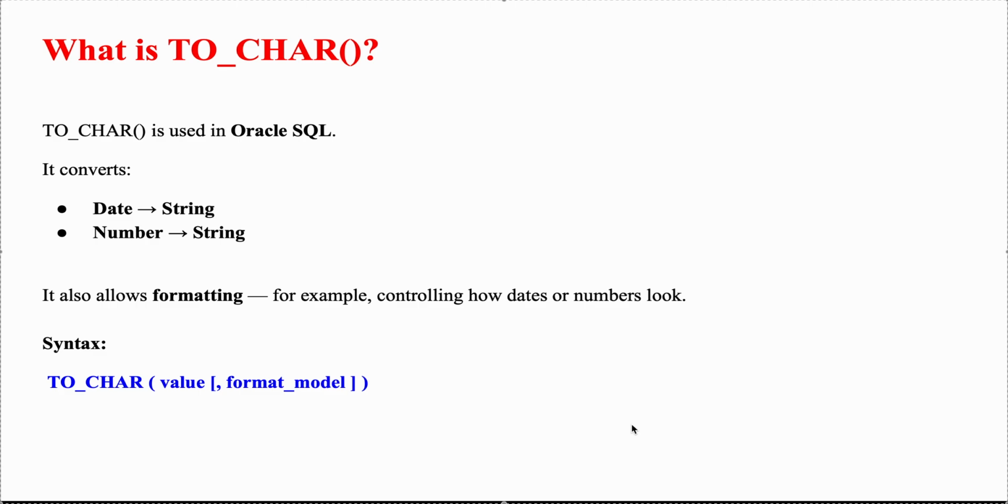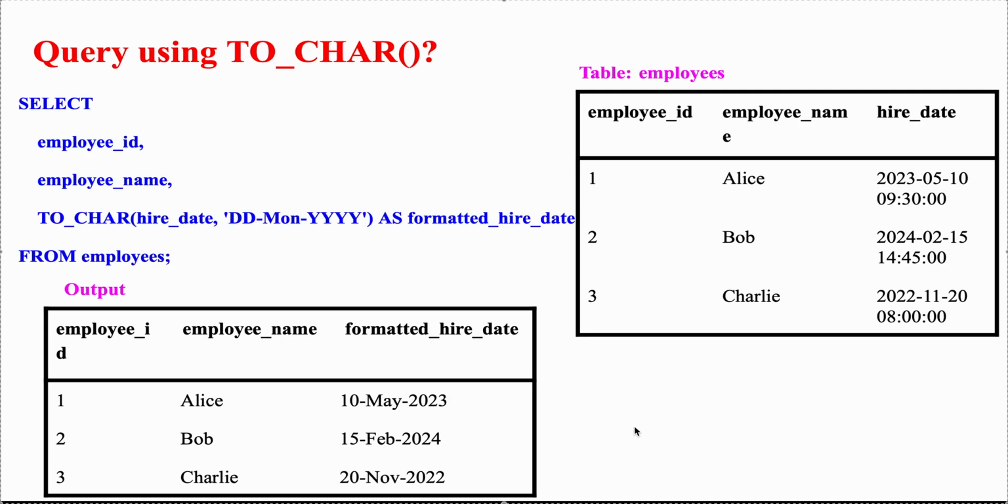The syntax is pretty simple. You pass in the value you want to convert, and you also provide the format if you want. Let me show you an example. Here's an example of TO_CHAR in action.